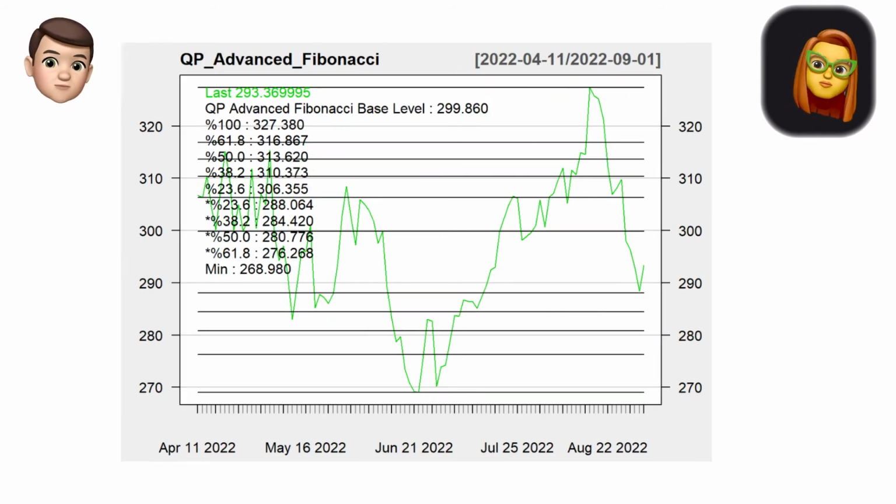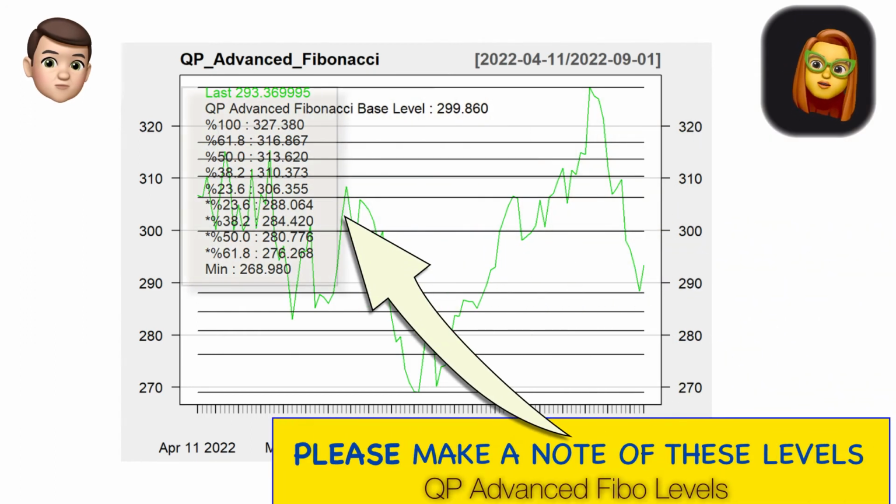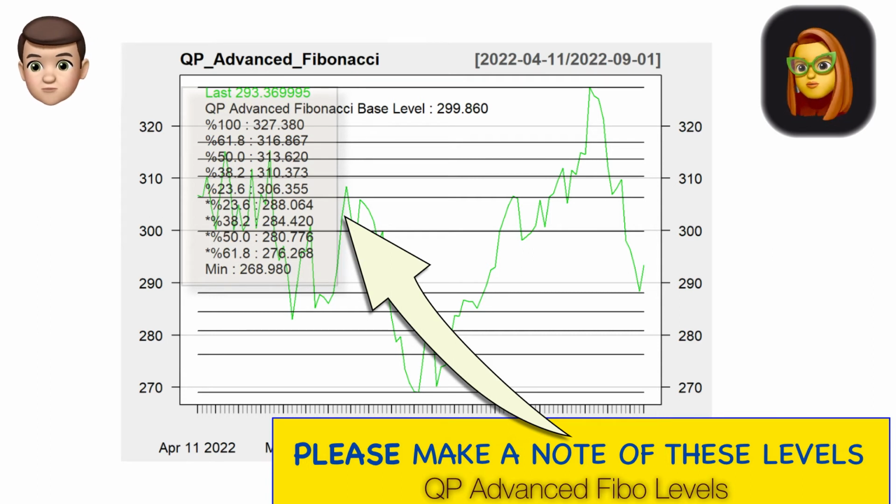Quants Pro Advanced Fibonacci Retracement Scale has been specially designed by our experts working for you. This scale is based on Quants Pro Advanced Fibonacci Base Level. Quants Pro reserves the calculation of base level. You see the QP Advanced Fibonacci Retracement levels on the chart. These levels provide more accurate support and resistance values. In this way, stop loss and take profit levels can be redesigned more accurately.